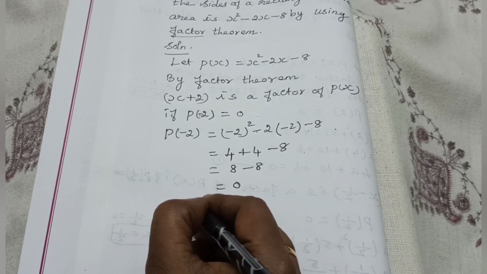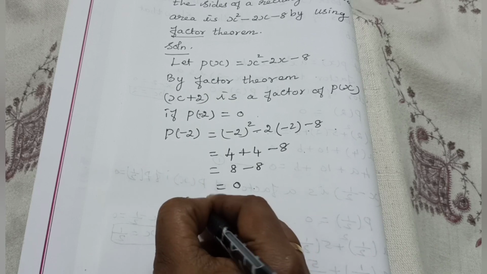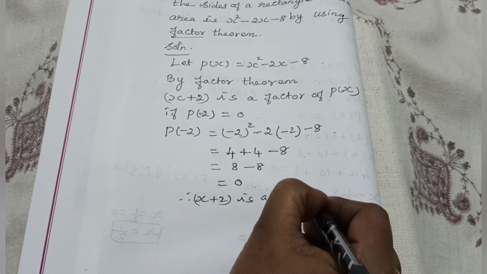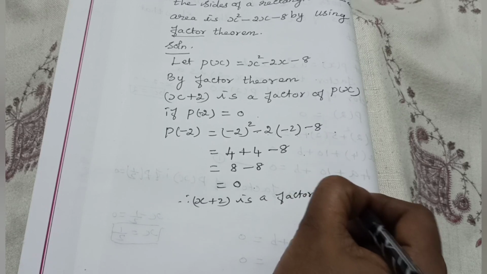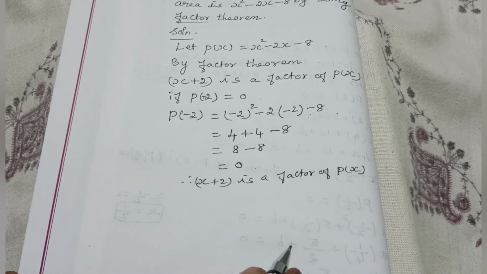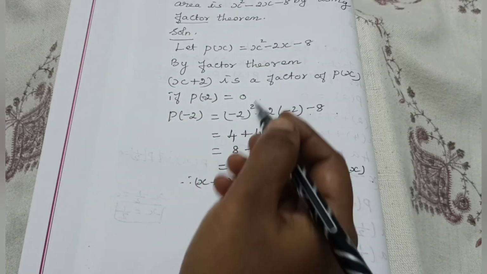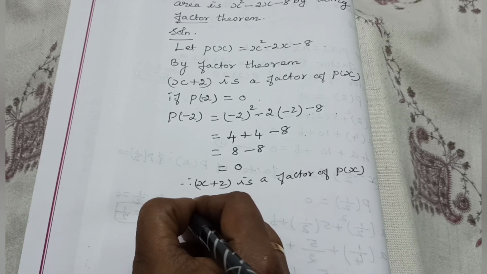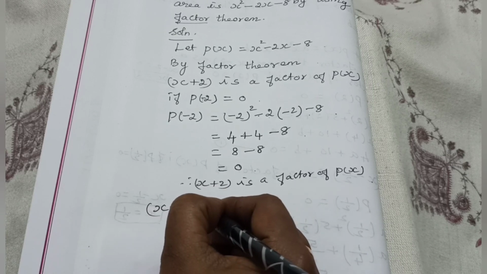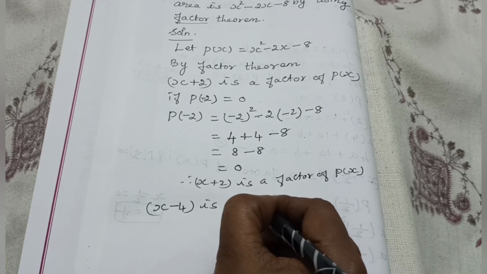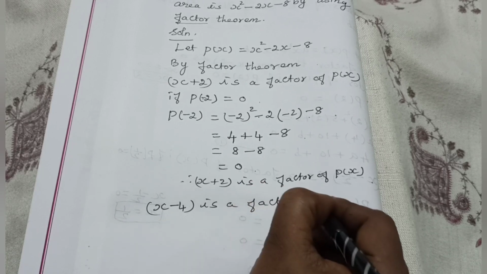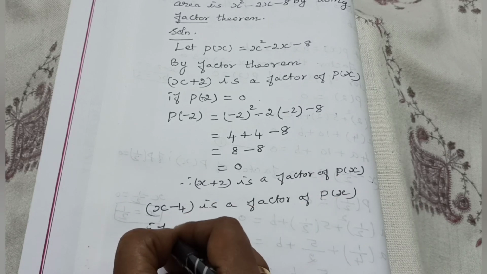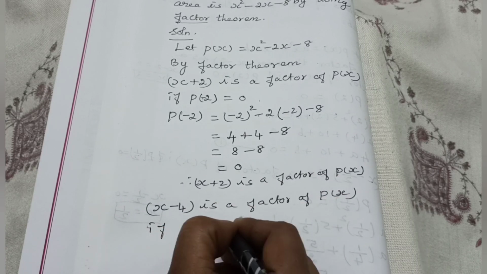Okay, therefore x plus 2 is a factor of p of x. Okay, then like that, next one we have to take x minus 4. X minus 4 is a factor of p of x means if p of 4 is equal to what?